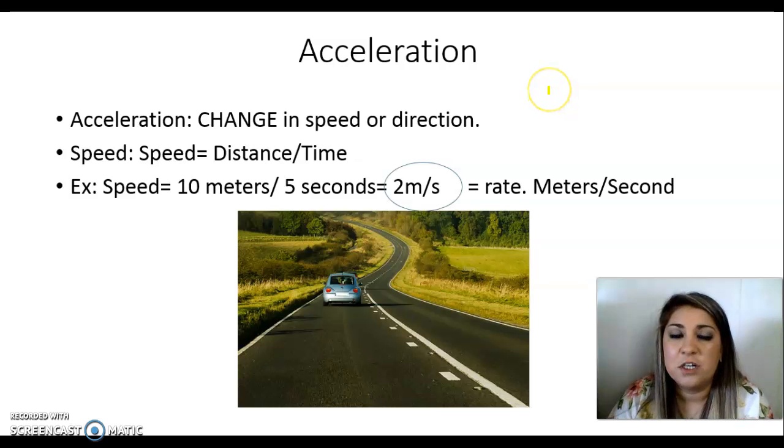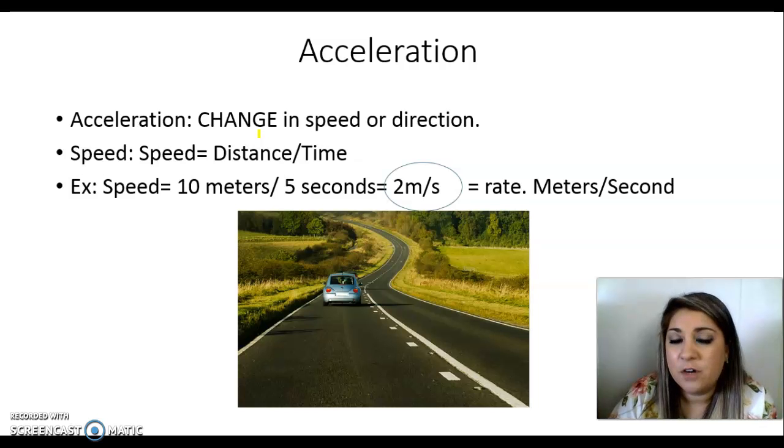Okay, so we're going to change gears for just a moment here. We're going to talk about acceleration. So we know that acceleration is change in speed or direction. So it's a change. So anytime we're traveling in a car, for instance, and our speed decelerates from 50 miles an hour to 30 miles an hour, then that's acceleration because there was a change in speed. Or if you're traveling in a car and your car's going straight and then it makes a right-hand turn, then we know that there was a change in the acceleration because the direction changed as well.